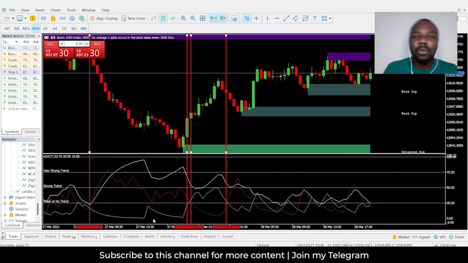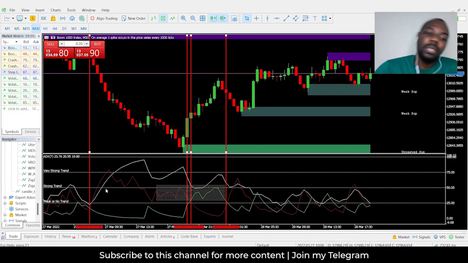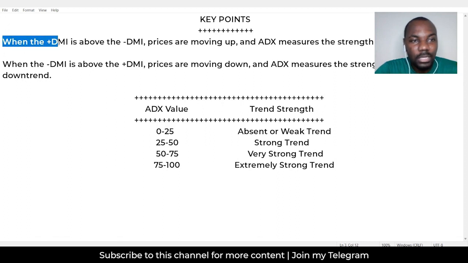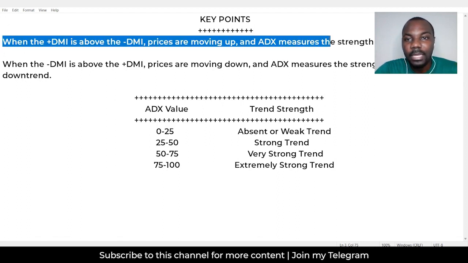Now, how do we know whether that uptrend is strong or weak? That is where we use our white ADX line. If you have a white background, you can set your ADX line as black. So from here, we now come to my notes, and it says that when the DMI plus is above the negative, prices are moving up, and ADX measures the strength of the uptrend.